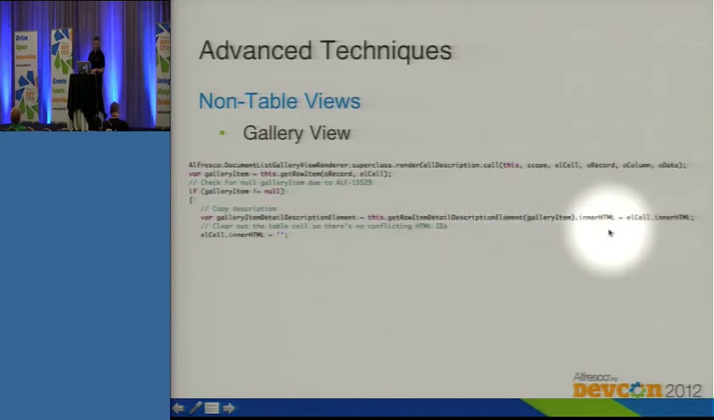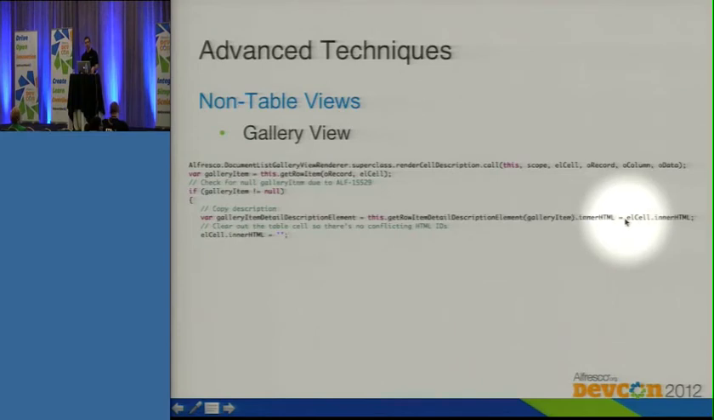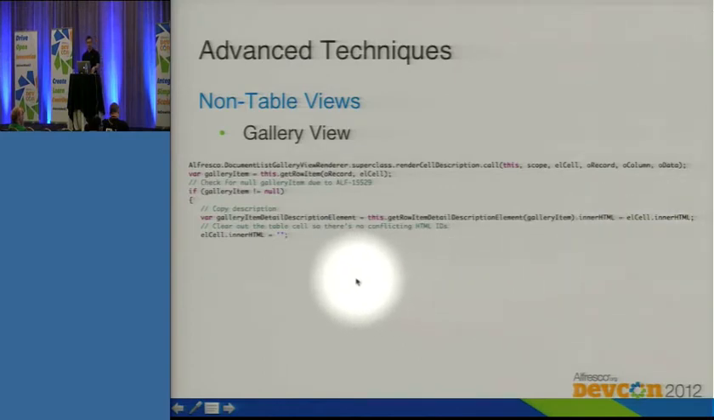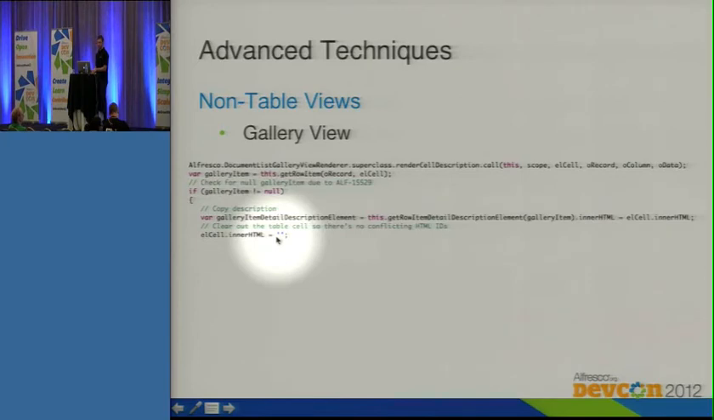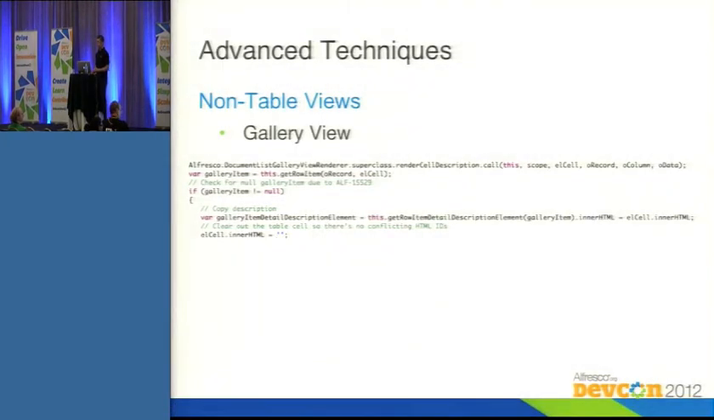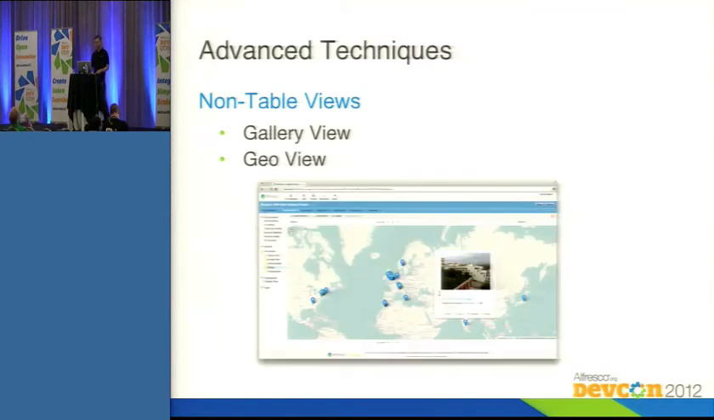This guy here, right about here, is where we are actually doing that copy of inner HTML from the rendered cell, rendered by YUI data table, copying it into ours. And we need to empty that out once we're done, because we can't have duplicate HTML IDs present in both of these structures, or all sorts of fun stuff is going to happen. So that's how the gallery view is built.